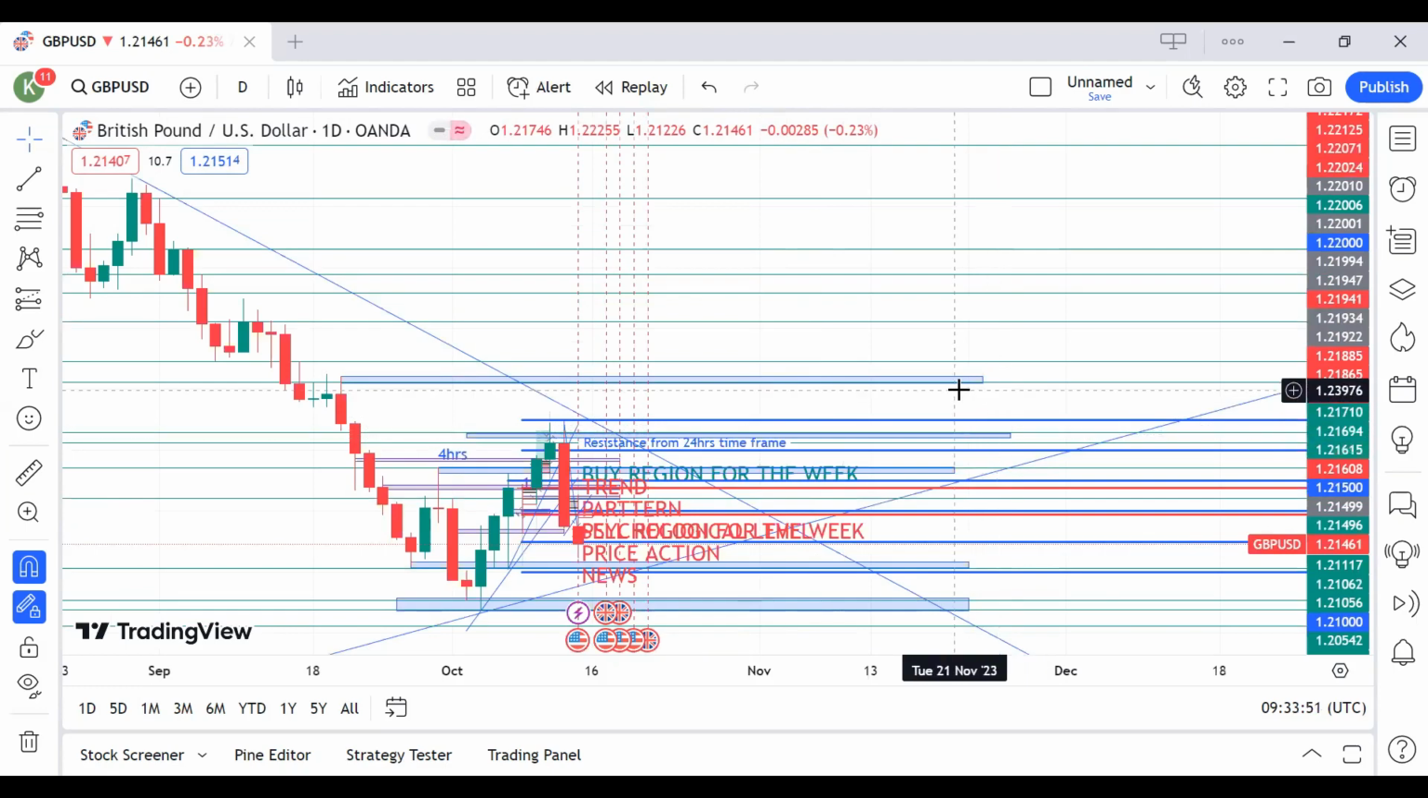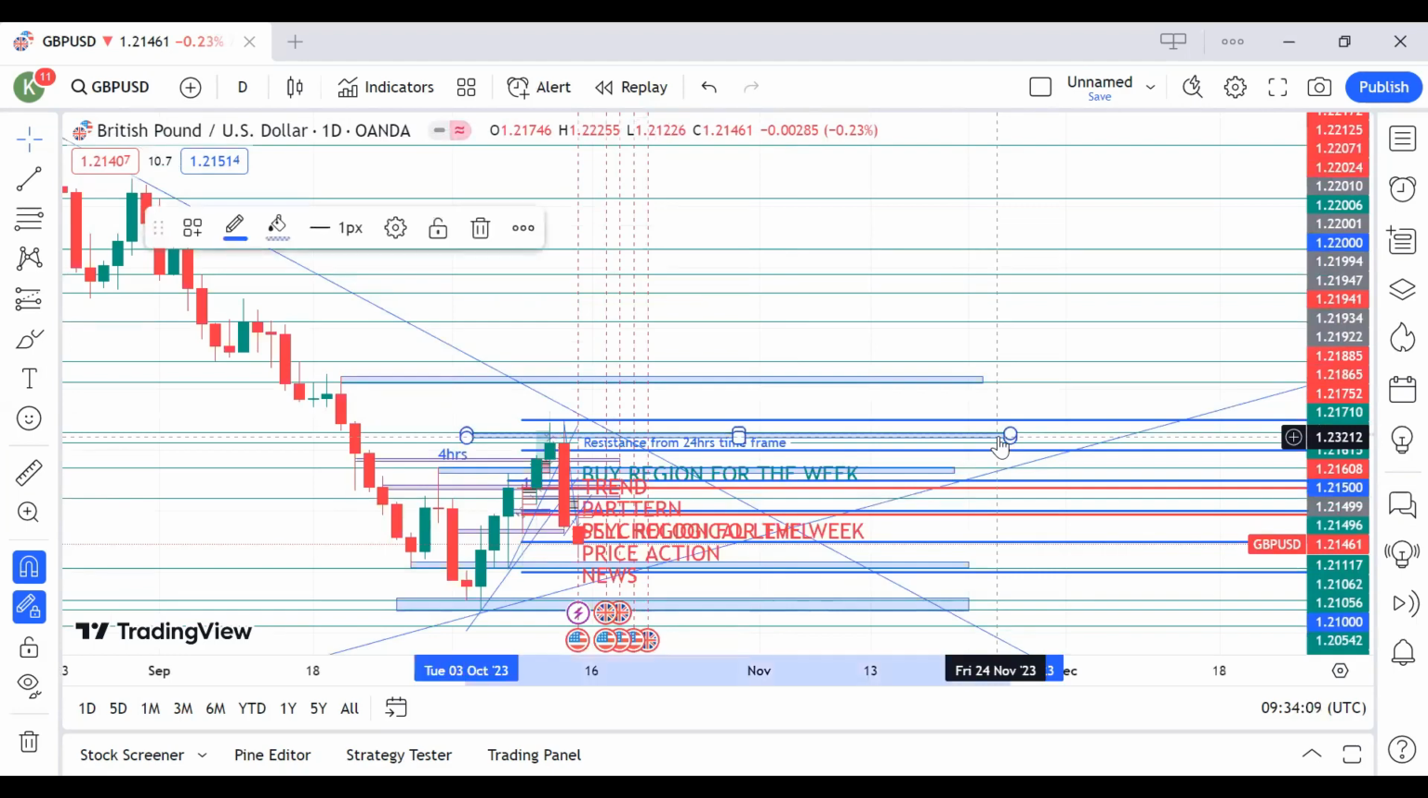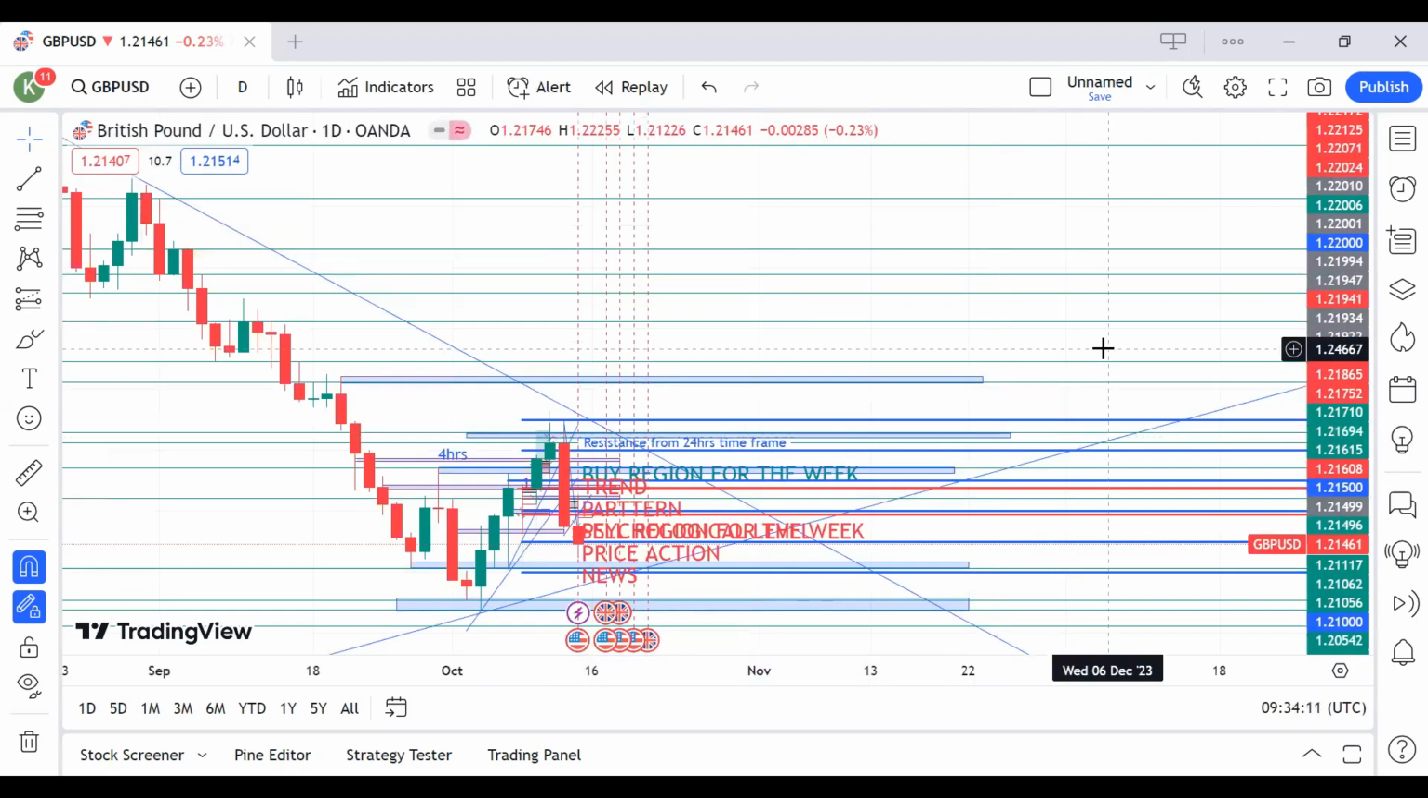these blue lines are my resistance from the 4 hours time frame. I actually labeled them. I'm wondering why they are not showing. So the resistance level for the 4 hours time frame, if you look at them very well, you notice that it was just after the 24 hours. There are some people that might put their stop loss there. But you see, smart money would take out those stop losses. He has to take out those stop losses before the market begins to go down.